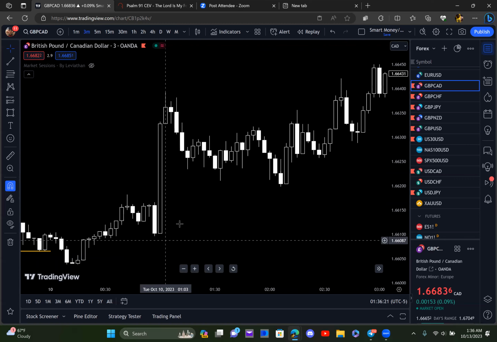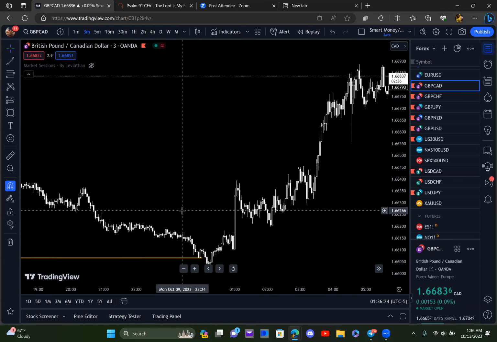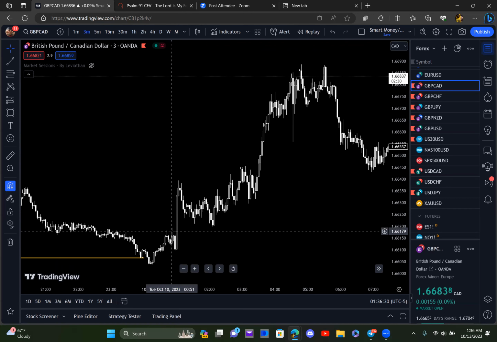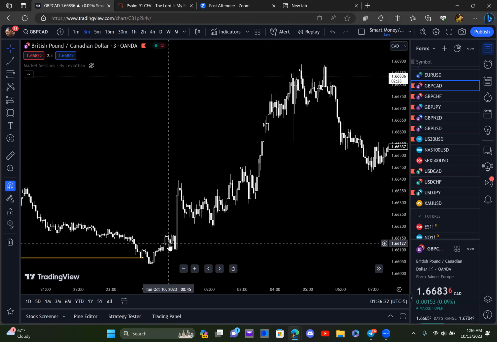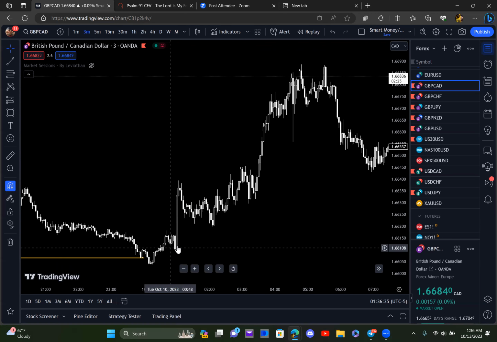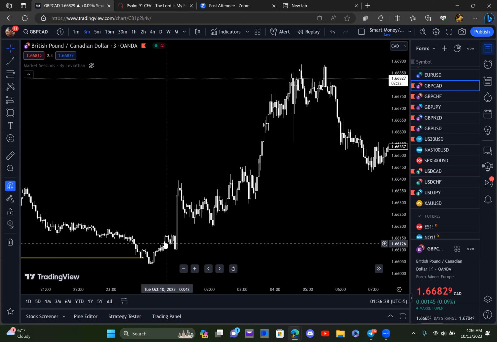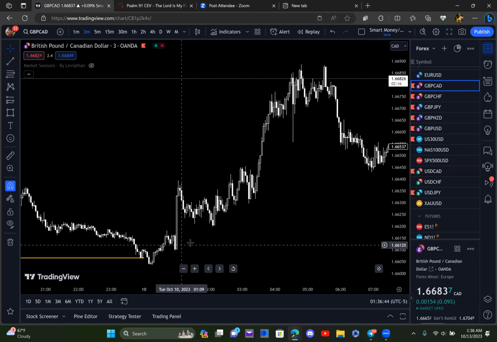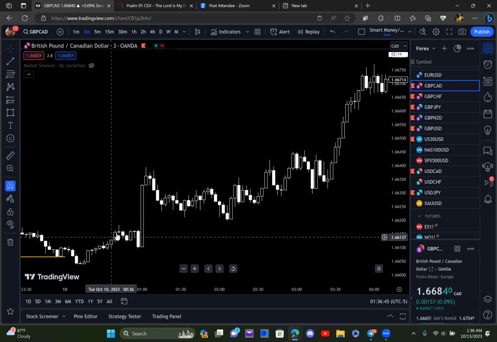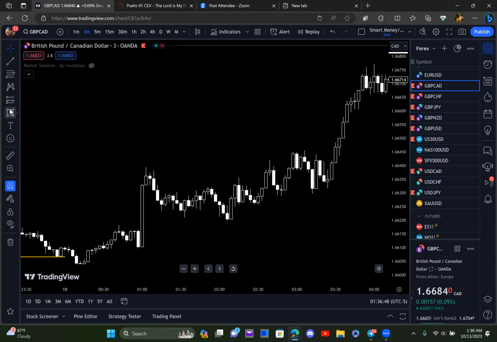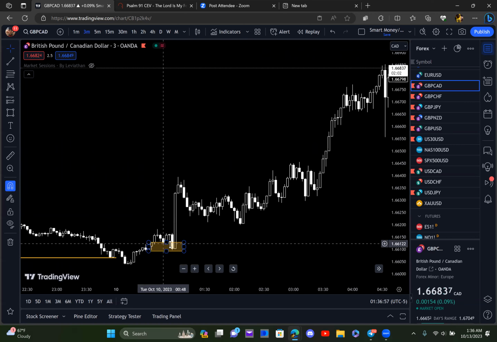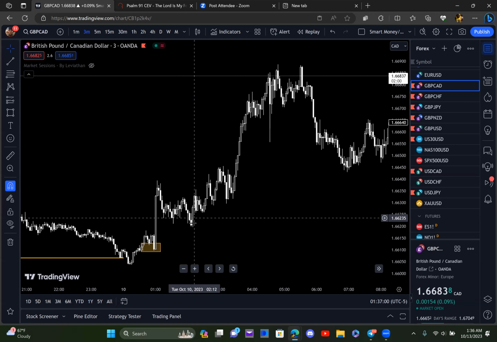Boom. Check it out. So look, we had a change of character here. We had a change of character there. Also, we had one here. But then look what happened. Price came down. Let's see this little small fair value gap right here. Boom. That was it. And look, price never came back.